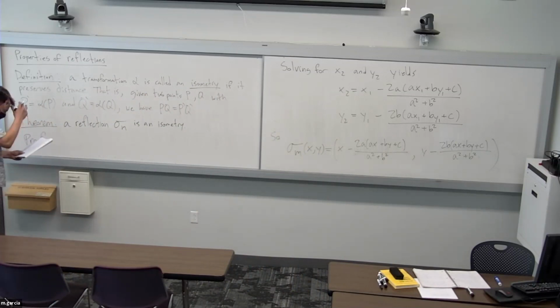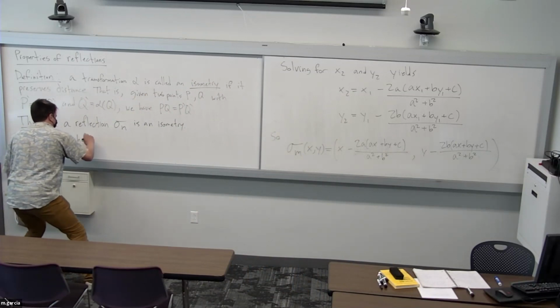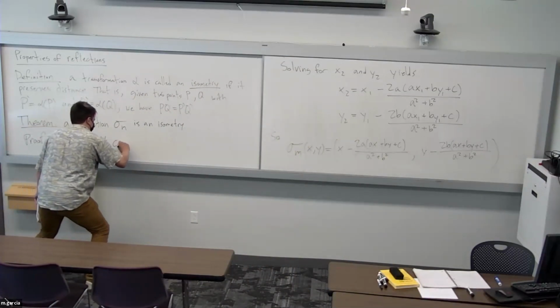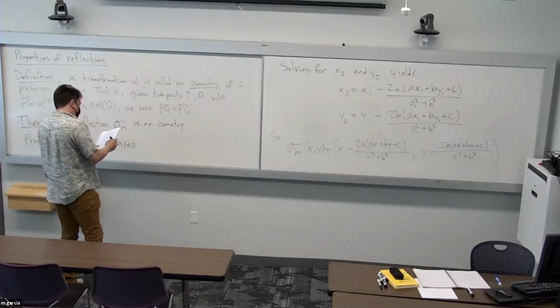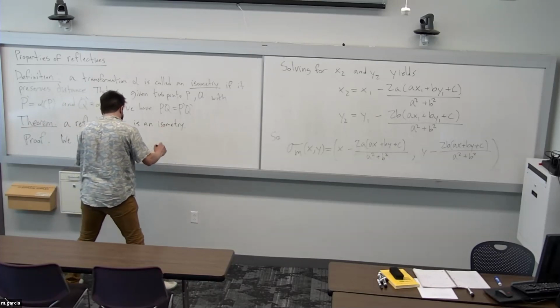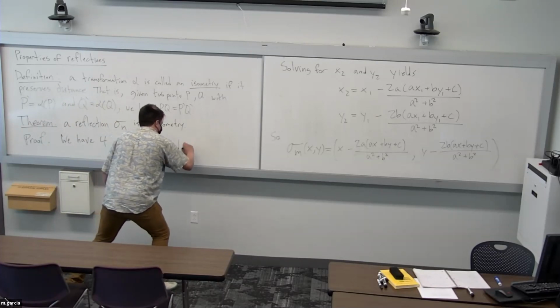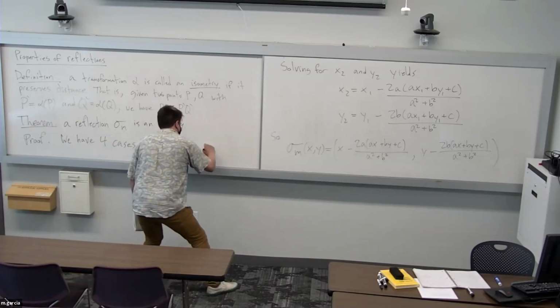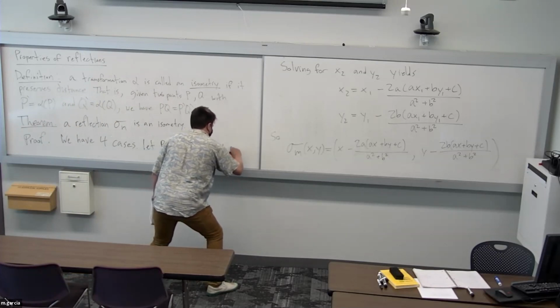So the proof is going to be broken into 4 cases and 1 with a subcase. All right, so we have 4 cases. So just for all these cases, we're going to let P and Q be distinct points.